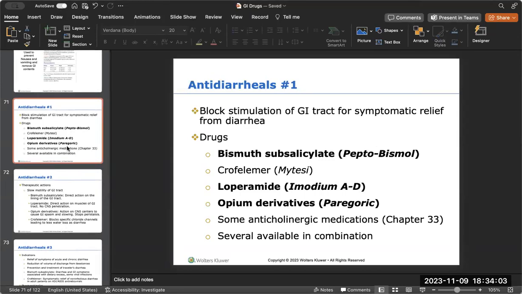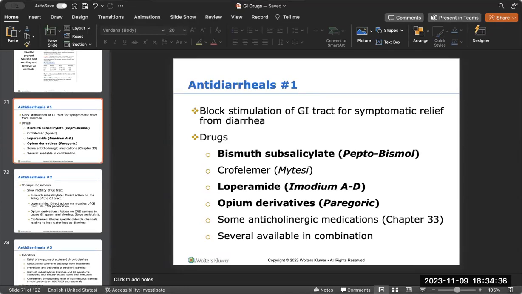No. Okay. So the next thing, as I said, stop me if you have any questions. I don't mind. So the next thing we have is antidiarrheals. These block the stimulation of the GI tract, whereas all those other drugs help stimulate the GI tract. We're trying to do the opposite here. Now, some common ones are loperamide, Imodium, opium derivatives like paregoric, or bismuth subsalicylate, Pepto-Bismol, very common ones. And those are the ones that I would really know in terms of antidiarrheals.